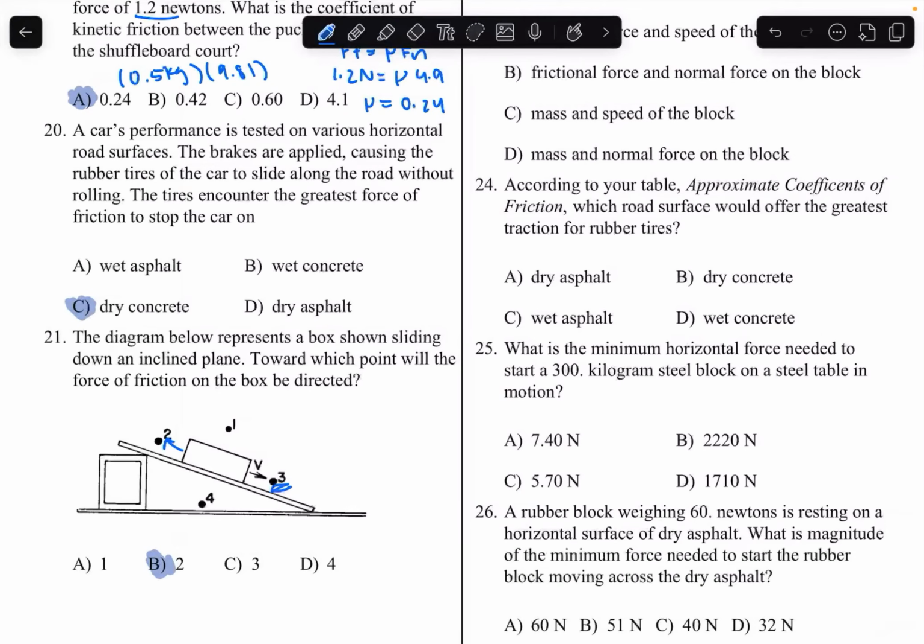So now we should kind of understand these concepts. The rest of these questions on this worksheet are pretty easy, so we're going to switch to another one.